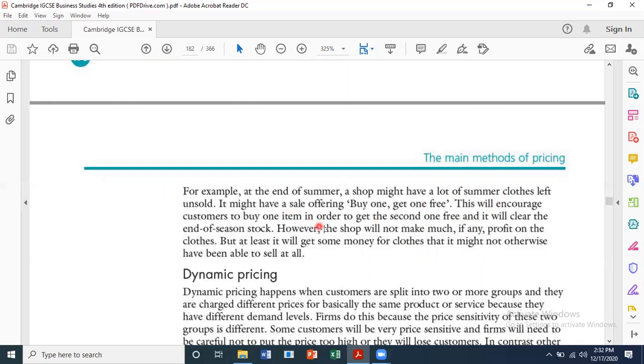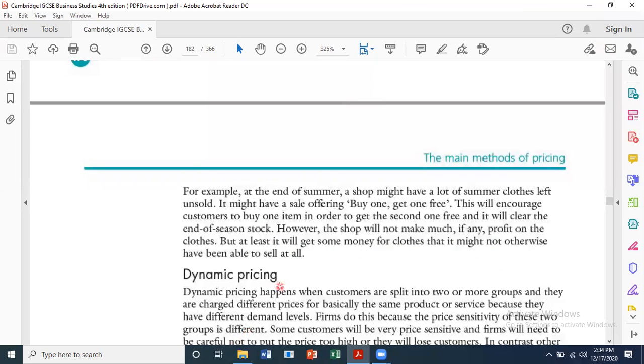This will encourage customers to buy one item in order to get the second free. They're talking about the BOGOF, buy one get one free, and it will clear the end of season stock. However, the shop will not make much, if any, profit on the clothes, but at least it will get some money for clothes that it might not otherwise have been able to sell at all.